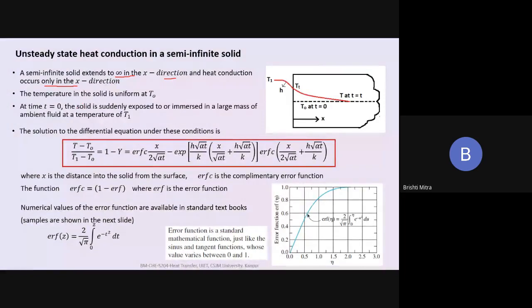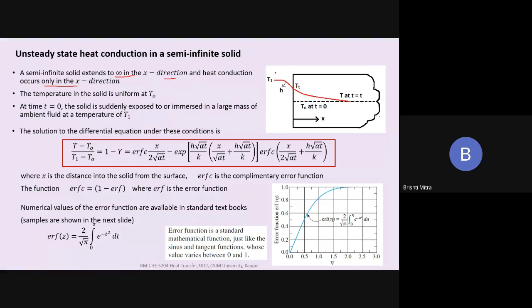At time t equal to 0, the solid is suddenly exposed to or immersed in a large mass of ambient fluid at a temperature of T1. So what do I say? I said that this body is now placed in a situation where the ambient temperature is equal to T1.